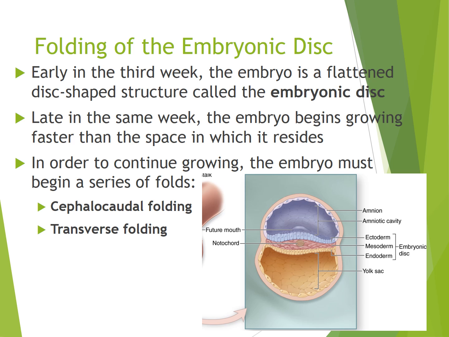So now this allows for the ectoderm to be on only the exterior of the embryo, and the endoderm to be confined to the internal region of the embryo, and then the mesoderm will fall in between the two. And so the transverse folding helps to create a cylindrical trunk or dorsal region for the embryo.